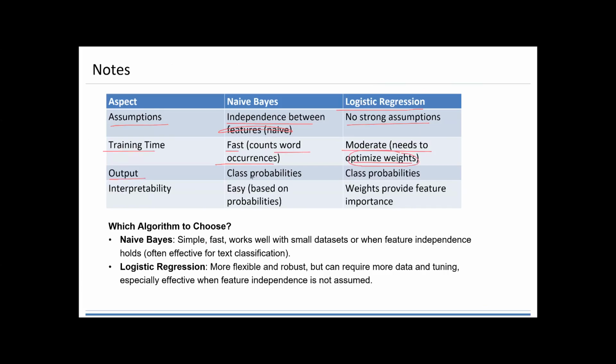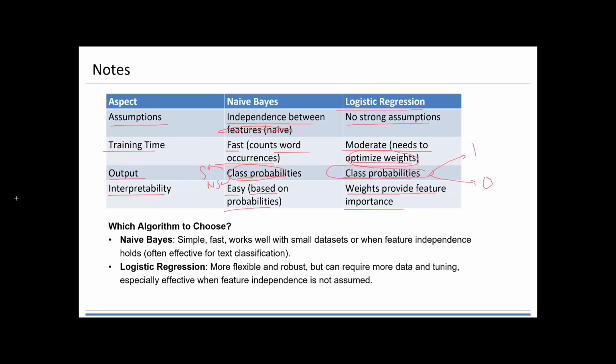The output is the same. It is the class probabilities. If the probability of spam is higher, then we call it the class spam. If not spam is higher, then it is the class not spam. If the class probability is near 1, then it is class 1. If it is near 0, it is class 0. The interpretability is easy for naive Bayes because it is based on the probabilities. But for logistic regression, we can look at the weight for the feature importance. The higher weight means the more important feature.